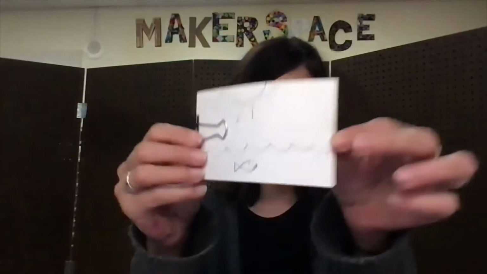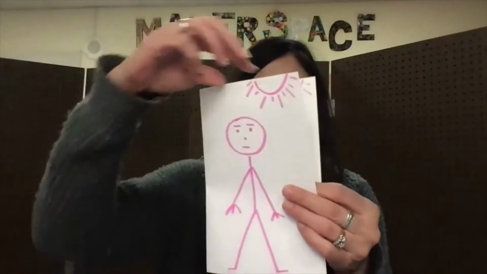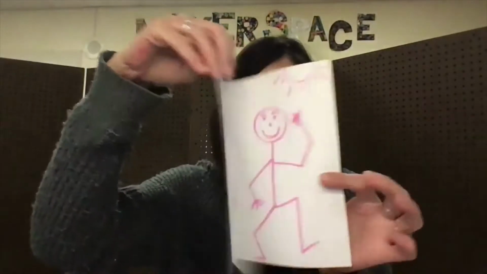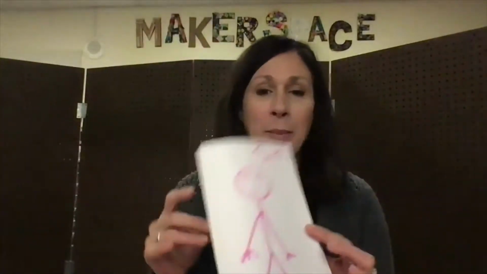And here's a flipbook made with index cards and a binder clip. And here's a flipbook made with just a piece of paper. And it's just a piece of paper with two drawings. When flipped quickly, it looks like an animation.